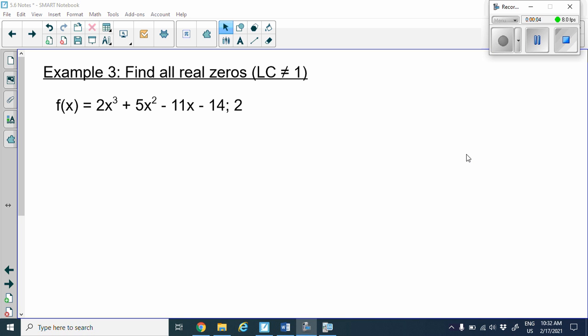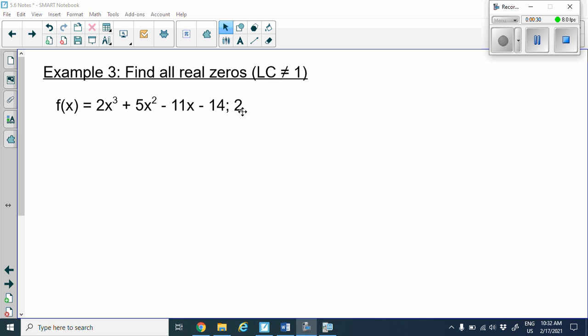We are once again going to be using our synthetic division to find the zeros of our polynomial. Now this was a little bit different than our first two examples because now our leading coefficient is not 1. So that means when we do our synthetic division and we get it to our quadratic, it is possible now that our leading coefficient on that quadratic will not be 1. So let's go ahead and do this.